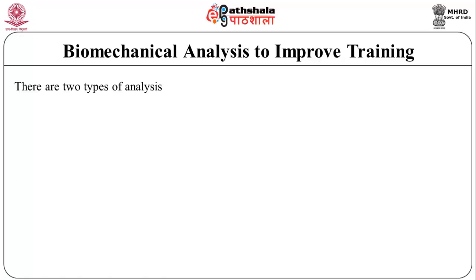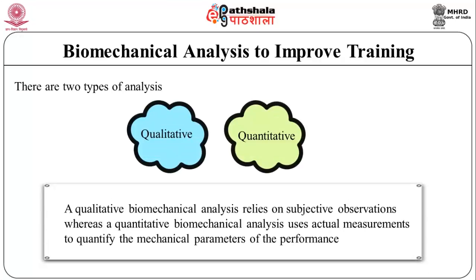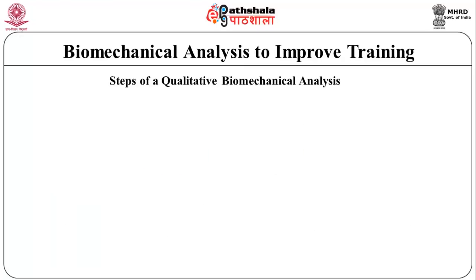How do we improve our training? There are two types of analysis, qualitative and quantitative. A qualitative biomechanical analysis relies on subjective observations, whereas a quantitative biomechanical analysis uses actual measurements to quantify the mechanical parameters of the performance. Now, steps of a qualitative biomechanical analysis.